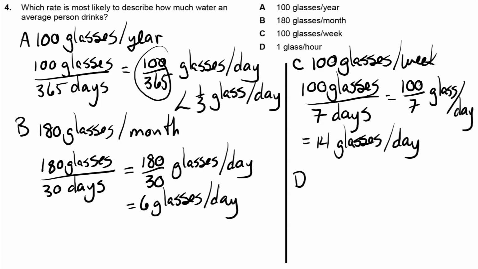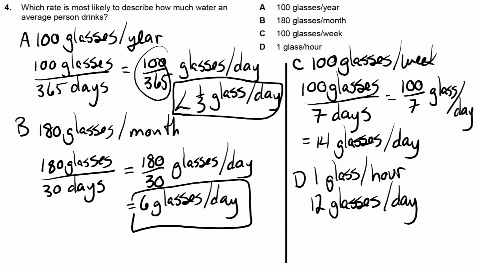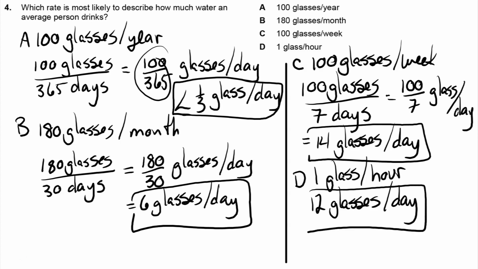And finally, D of 1 glass per hour. If we assume you're awake for 12 hours a day, I'm assuming you don't drink in your sleep, that means you would have 12 glasses per day. So I'm not sure which one of these is actually correct, but we've got less than 1/3 of a glass, 6 glasses, 14 glasses, and 12 glasses per day.